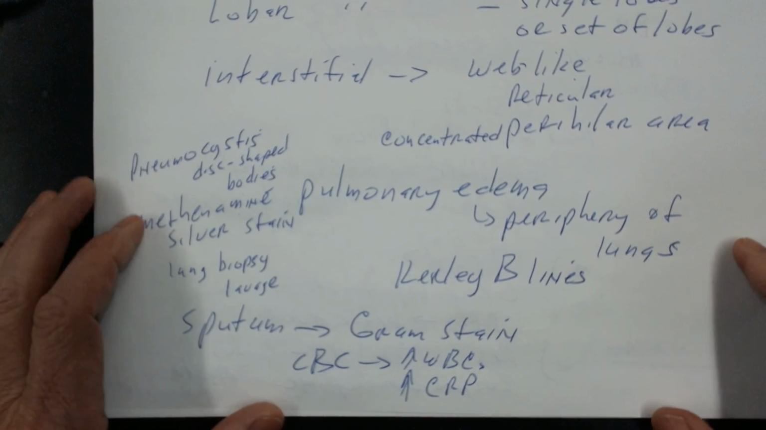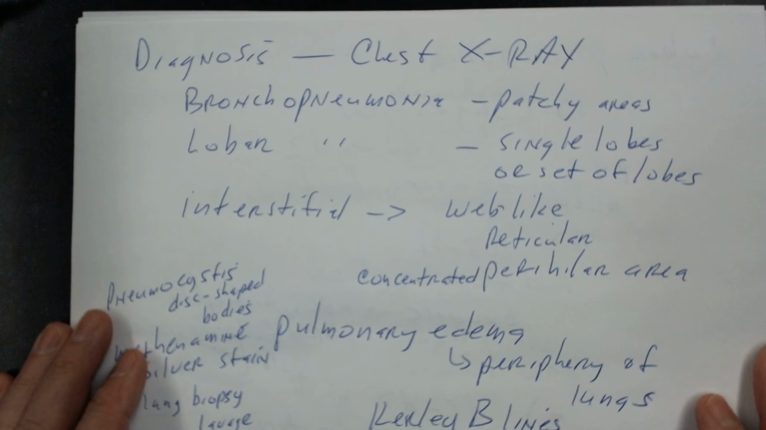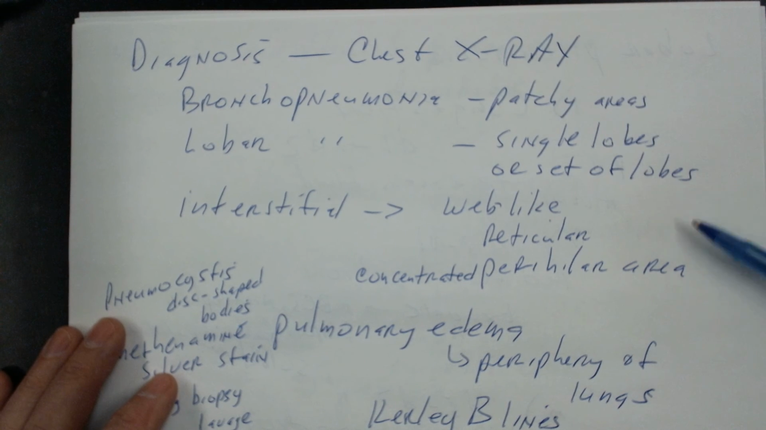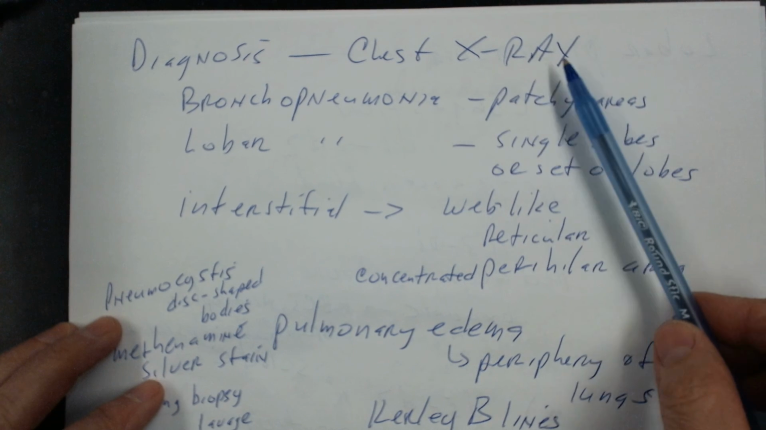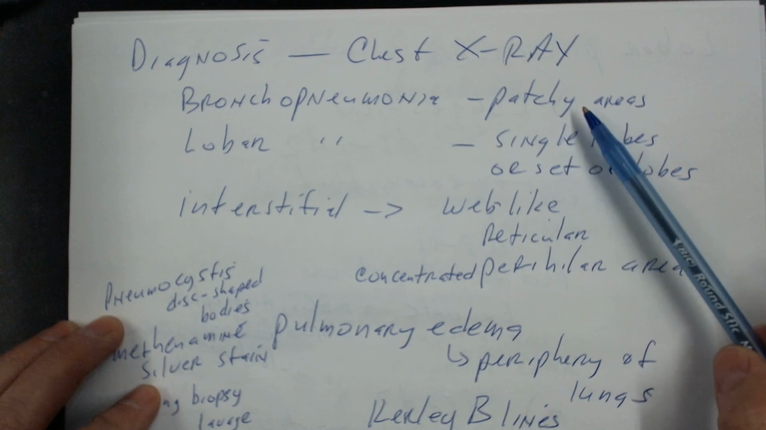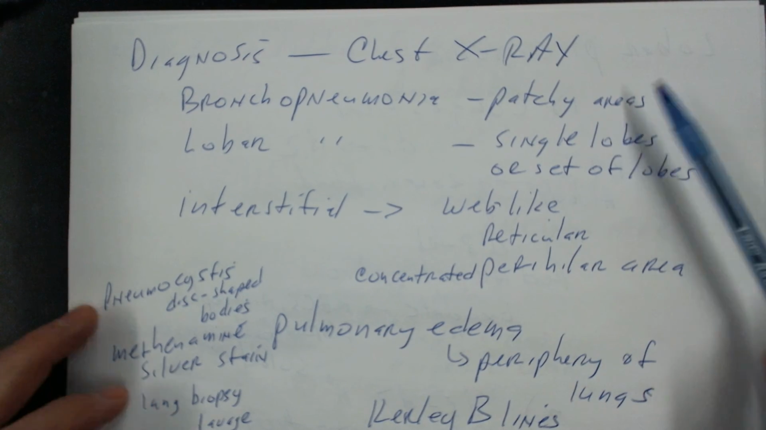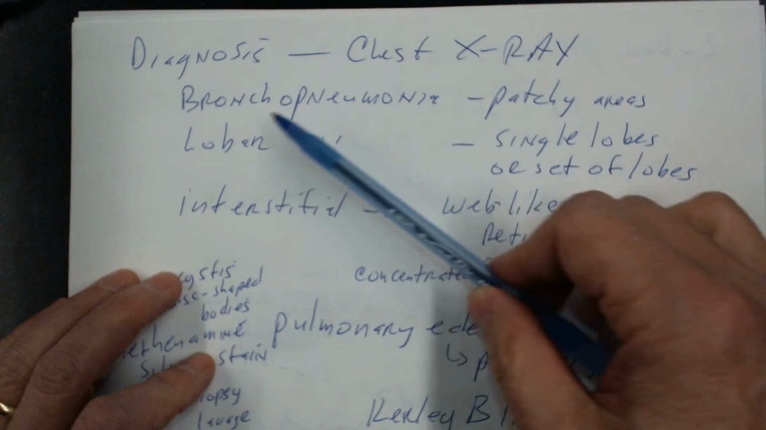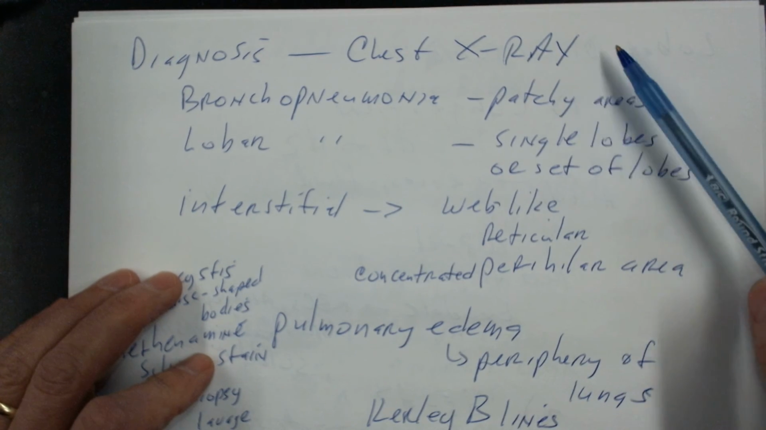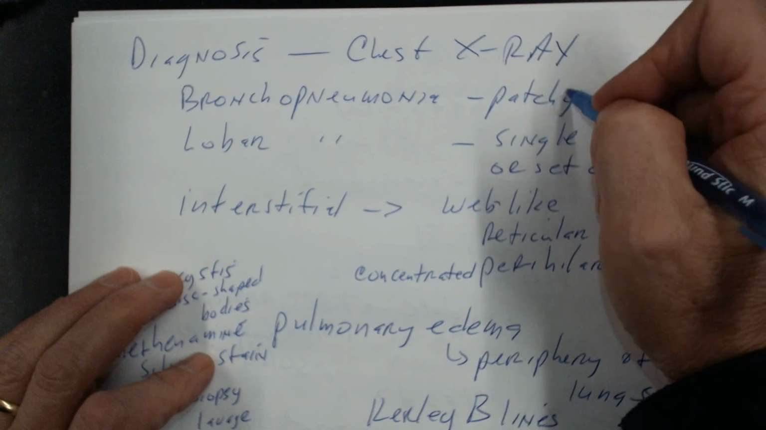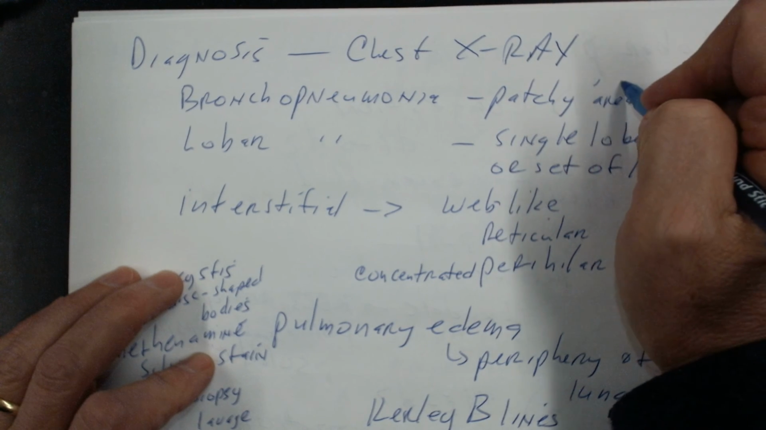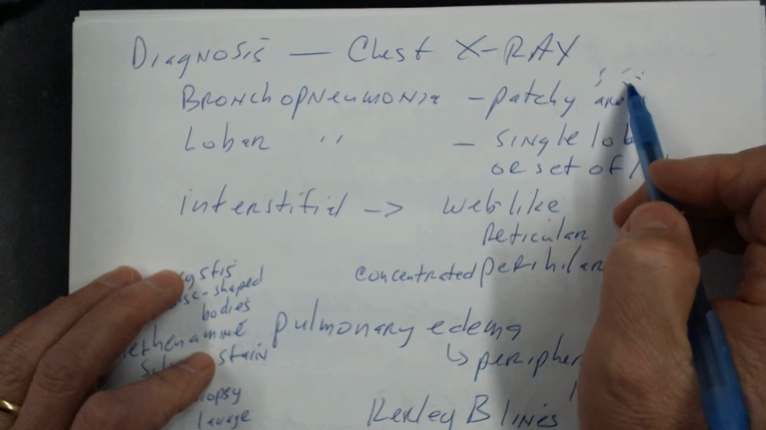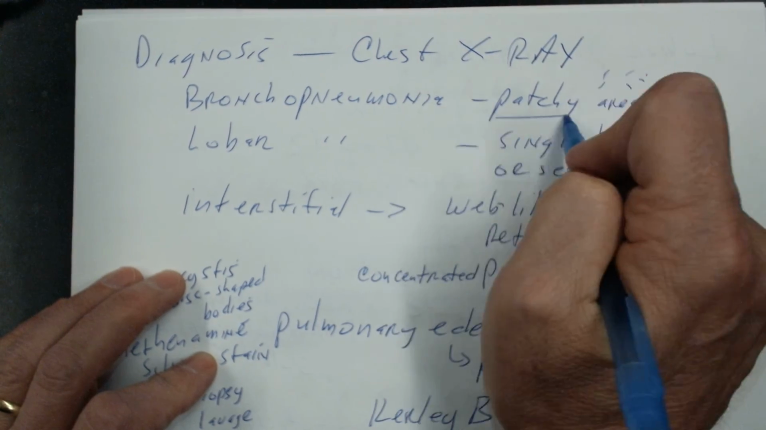Let's talk about diagnosis. So your biggie is a chest x-ray. With a chest x-ray with bronchopneumonia, you'll have patchy areas around the lung. You'll see congestion with the bronchopneumonia. Also the bronchial tree going into the lungs, the terminal bronchi, they'll be affected, but again, it's patchy.